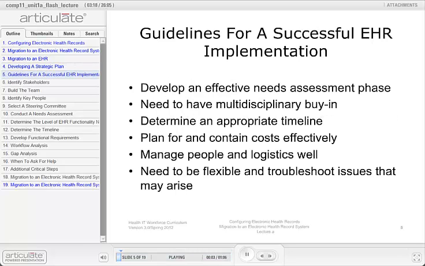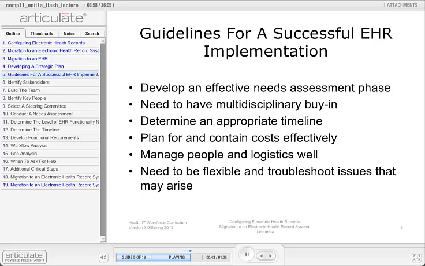Successful EHR implementation begins with an examination of several high-level strategies. The organization should begin the process by conducting a needs assessment to determine the best product for the specific needs of the organization and the best method for its implementation. Personnel from all levels of the organization, from executives to front office staff, will be involved in planning and implementing the EHR. Therefore, achieving multidisciplinary buy-in for the EHR within the organization is essential for the success of the implementation project.